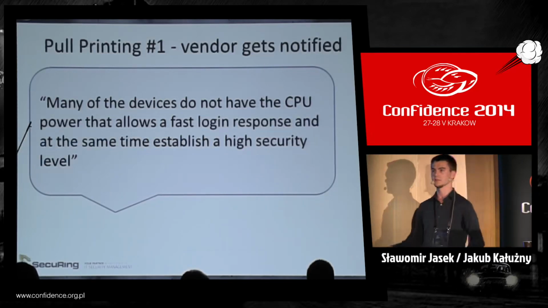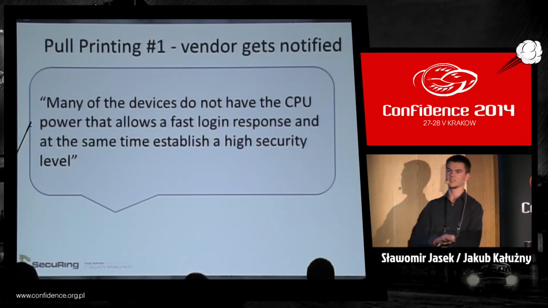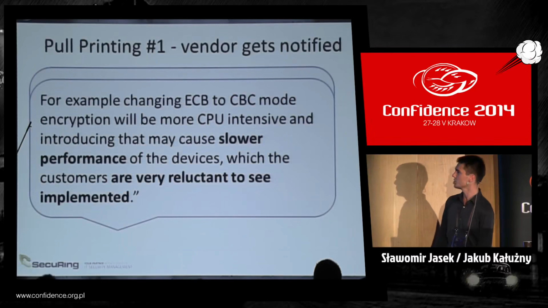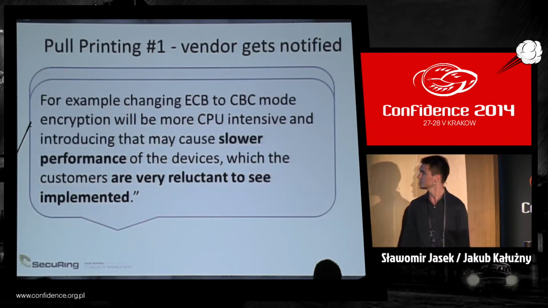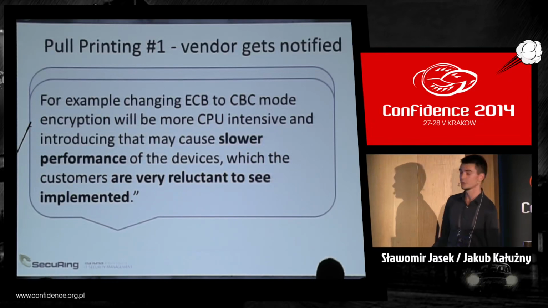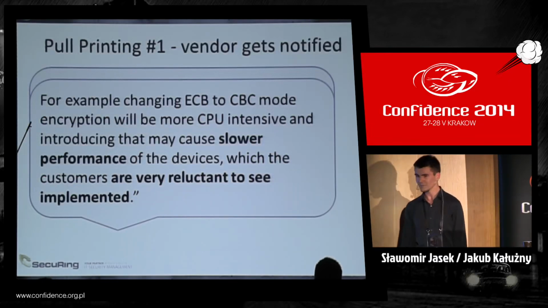But they claim on their website, we have airtight security. So they also responded that changing ECB to CBC mode of encryption will be more CPU intensive, and introducing that may cause a slower performance, which the customers are very reluctant to see implemented.